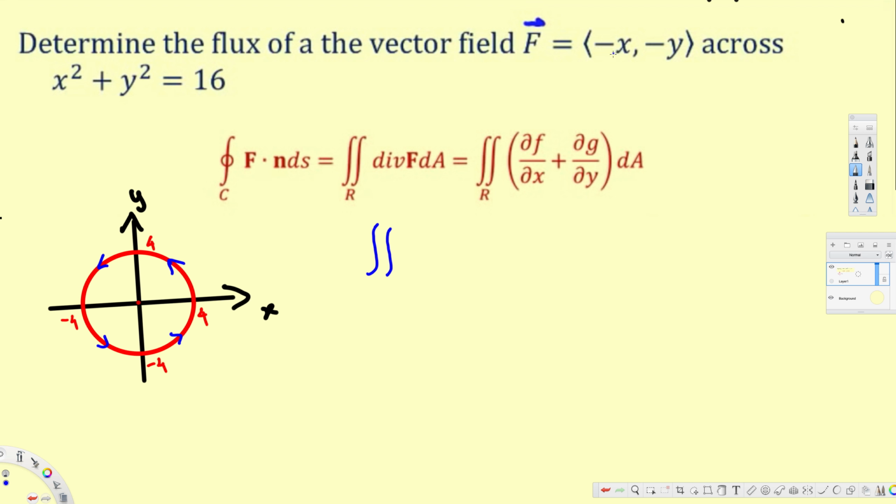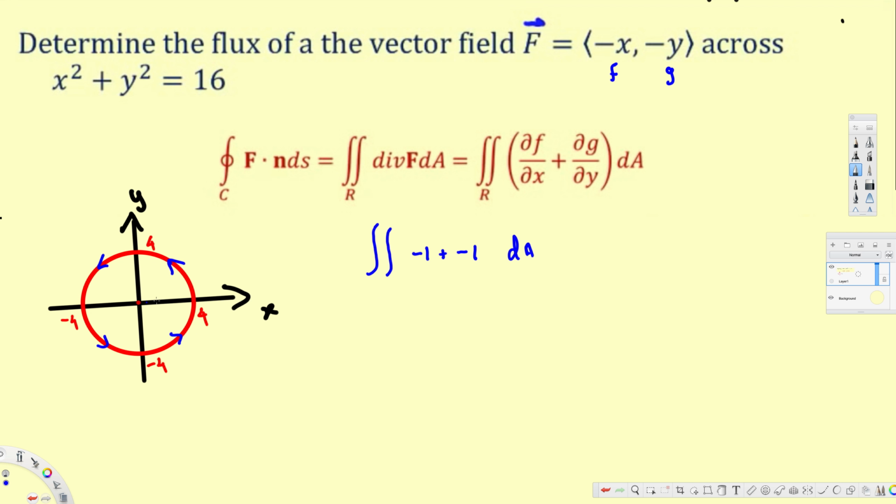In our case, the first function is our f and this is our g, and we are going to take f with respect to x, and if you do that, this is going to be just negative 1 because we only have x. Then here we have negative y, this is our g, and if you take the partial derivative of this one with respect to y, this is also going to be negative 1. Okay, so we are going to integrate this one.